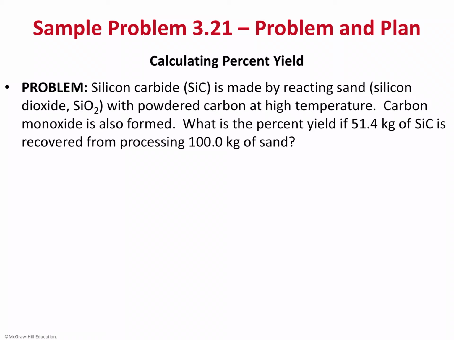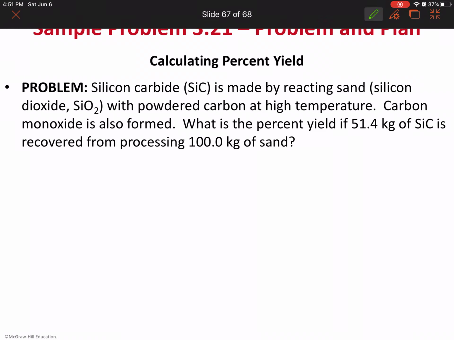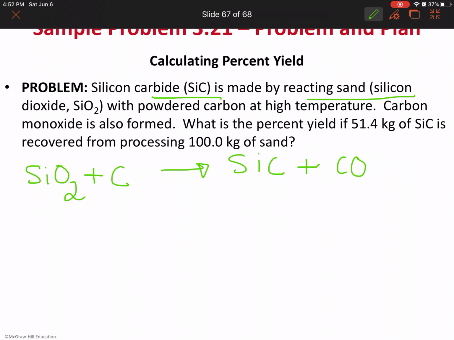First, we need to know how to write the balanced equation. We are given the formula for silicon carbide. Silicon carbide is made, so that is going to be one of your products, by reacting sand, so sand is a reactant, silicon dioxide, SiO2, with powdered carbon, C. At high temperature, carbon monoxide is also formed. So SiC and carbon monoxide are the products.